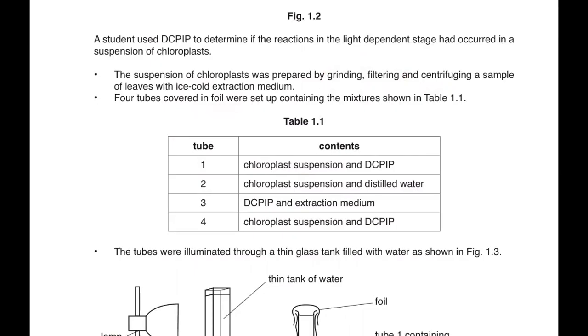Centrifuge to concentrate the sample and to take out the chloroplast suspension from the overall liquid. Four tubes covered in foil were set up containing the mixtures in table 1.1. So these are the contents of the four test tubes. In one, you have chloroplast suspension and DCPIP. The second, chloroplast suspension and distilled water, DCPIP and extraction medium, and chloroplast suspension and DCPIP. We know DCPIP is blue in color. We know chloroplasts are green in color. If it's DCPIP and extraction medium together, it will be blue. If it's chloroplast suspension and DCPIP, it will again be blue. Chloroplast and distilled water will be green. So you can just visualize how these contents would appear in a test tube.